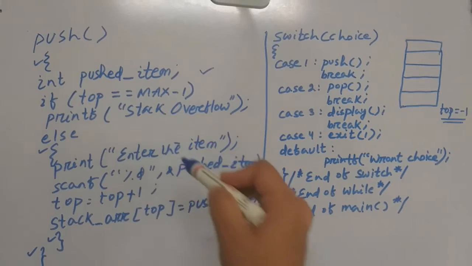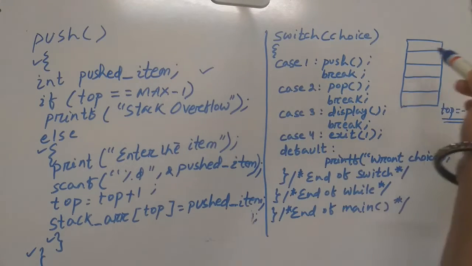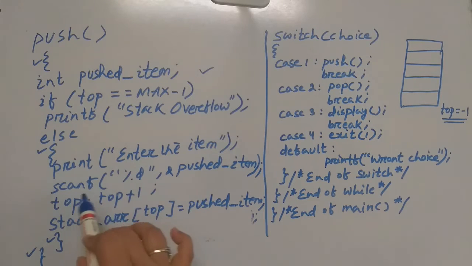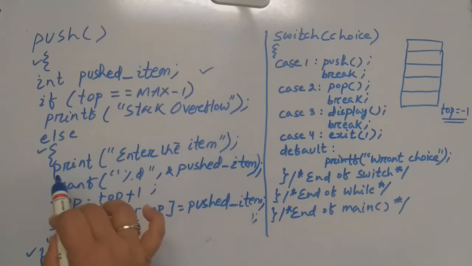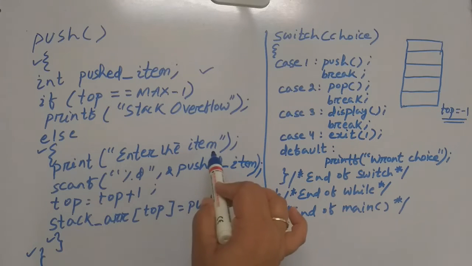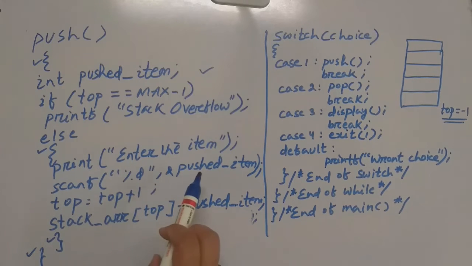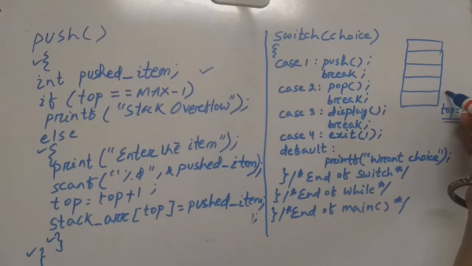Because if it is not satisfied, the stack is not in the overflow condition, because the stack is empty here. Okay, so else print enter the item, scan %d and pushed item. We write down one printf statement, enter the item. Then scan the item which we want to push. Suppose we want to push 10, then top is incremented by top plus 1.